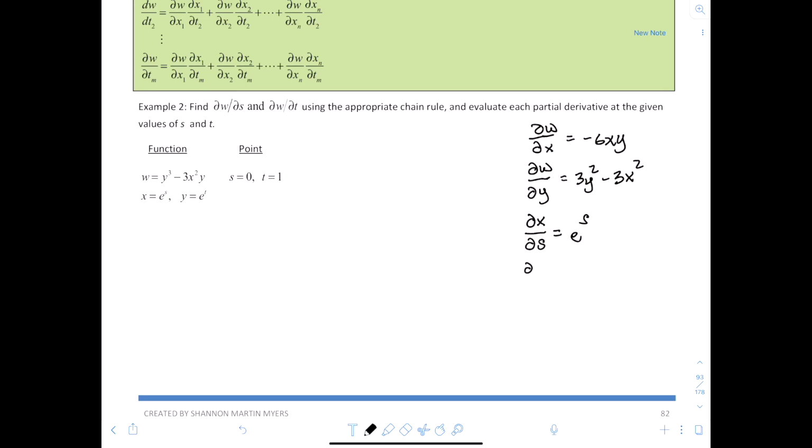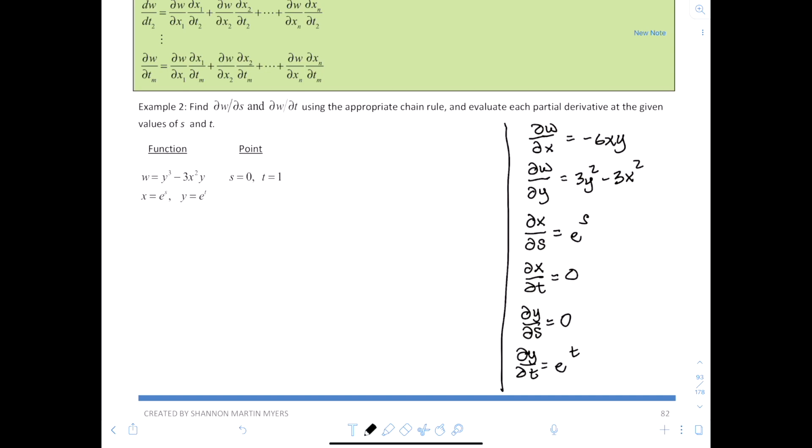And let's go ahead and look at the first partial of x with respect to t, and that will just be 0, right? Because we don't have any t's in e to the s. So the partial of y with respect to s will be 0, and the first partial of y with respect to t will be e to the t. Good so far? All right, so we've got all those partial derivatives.